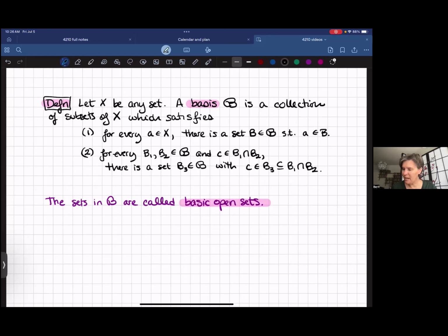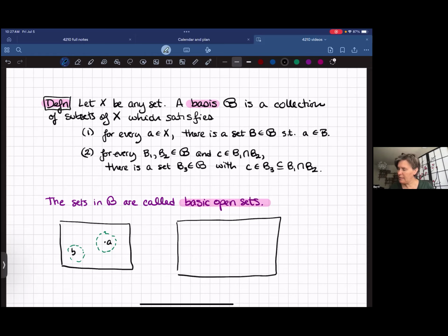So the first one is saying if I have a set X, no matter what point I take, there is a basic open set around it. So any point that I want to look at, any point that I find anywhere, there's some basic open set that contains it. Okay? And so the basic open sets have to cover the whole space. All right?